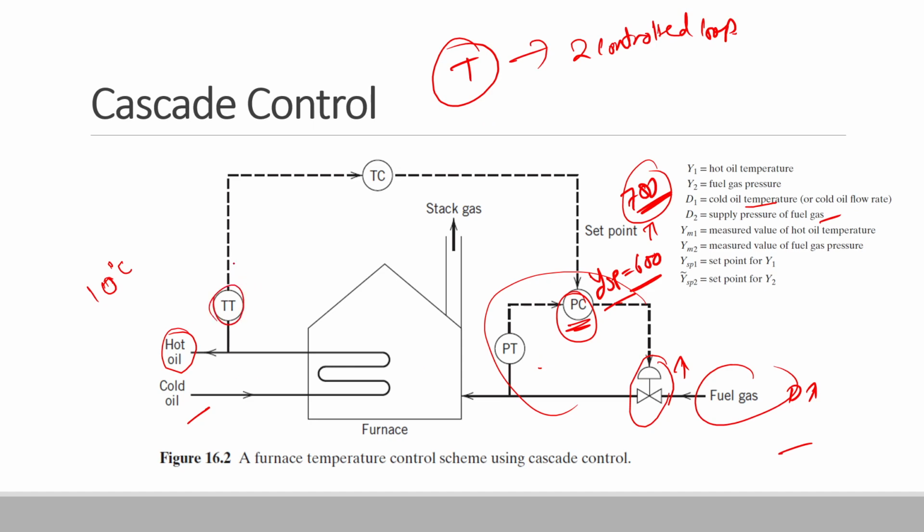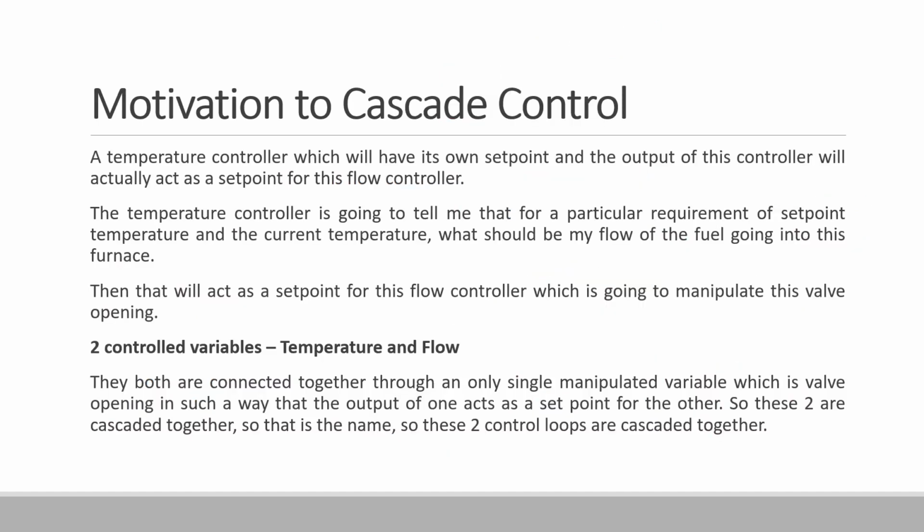The control variable in this term will become temperature as well as the flow rate. So this flow rate we are monitoring in order to negate the effect of the disturbance, and this is our main purpose. So this is the brief of the cascade control. So I will summarize it.